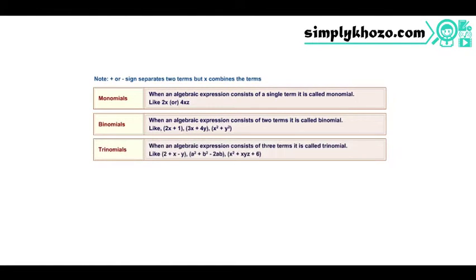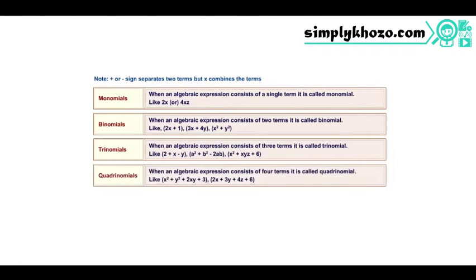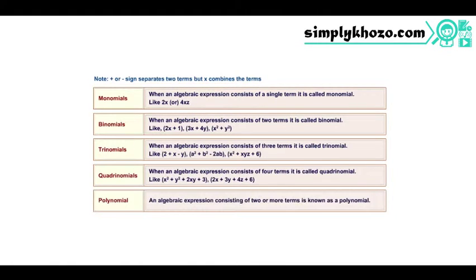Trinomials. When an algebraic expression consists of three terms, it is called trinomial, like 2 plus x minus y, a square plus b square minus 2ab, x square plus xyz plus 6. Quadrinomials. When an algebraic expression consists of four terms, it is called quadrinomial, like x square plus y square plus 2xy plus 3, 2x plus 3y plus 4z plus 6. Polynomial. An algebraic expression consisting of two or more terms is known as a polynomial.